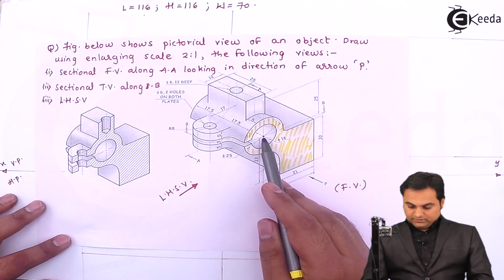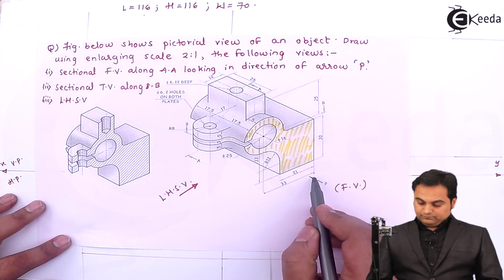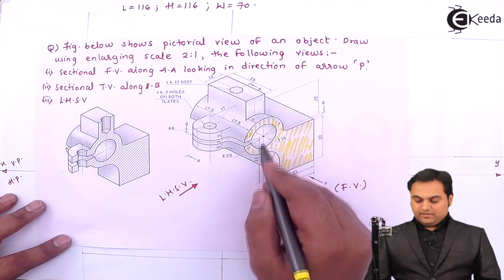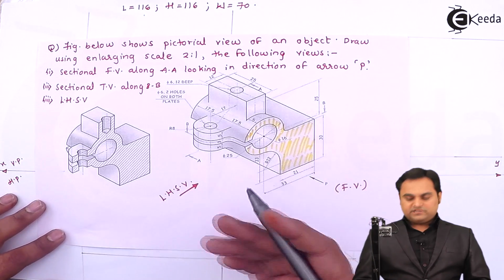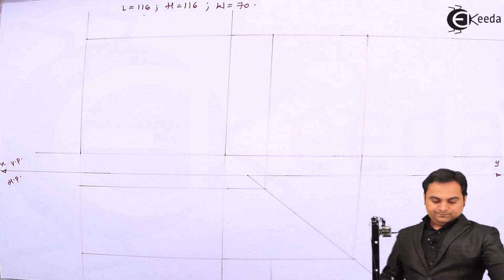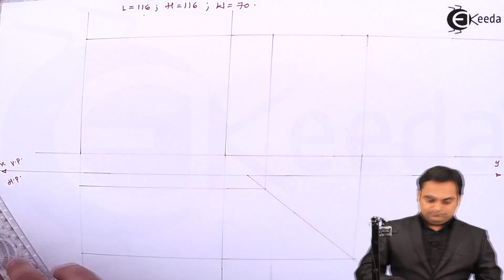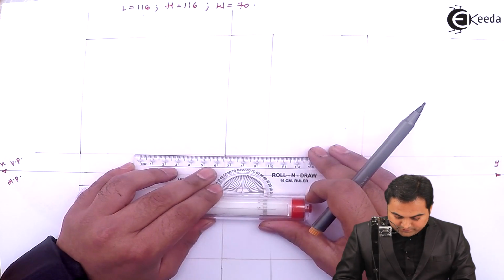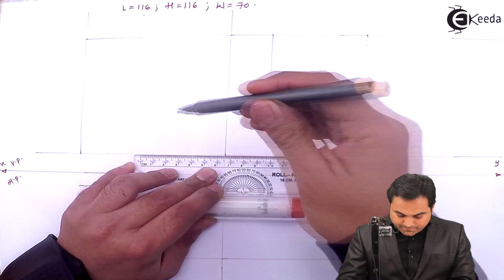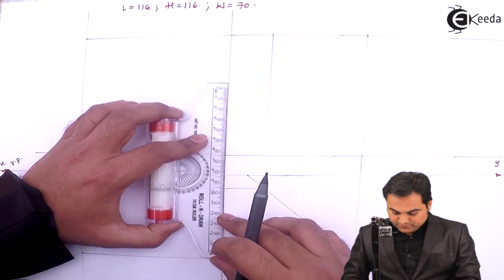Now here I look at the center, it is 33 mm from right hand side and 33 mm above. It means when I double the scale, it will be 66 and 66. So measuring 66 from one side, 66 from the other side.